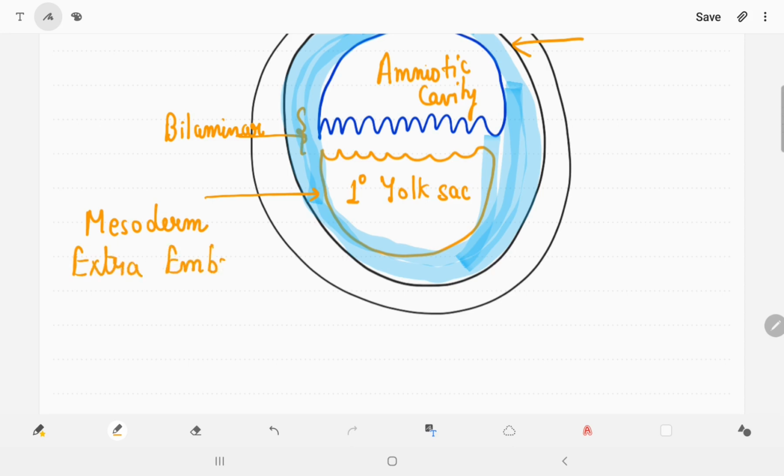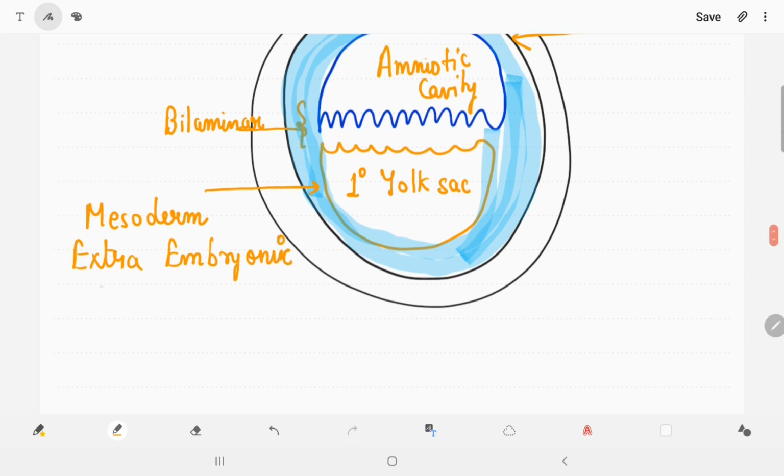Why am I calling it extra embryonic? Because this portion is going to form my embryo and this mesoderm is lying outside the embryo. This is lying outside the embryo, which means this will not participate in the tissue formation. This will not participate in the formation of the embryo proper, right? So this is my extra embryonic mesoderm.